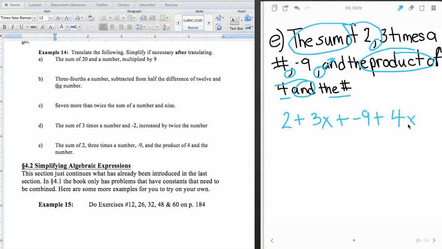There's our direct translation. So those are the translations, and now in the next video I'm going to go ahead and simplify each of them. I would recommend that you go and try to simplify each of them on your own and then check and see if you've done that correctly.